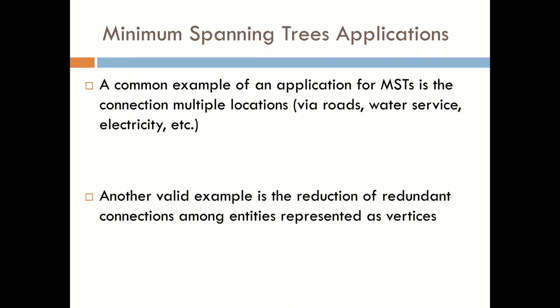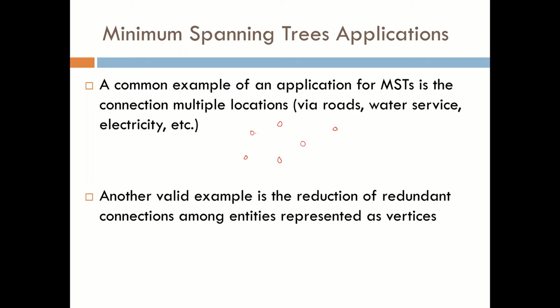Minimum spanning trees have many applications. A common example that's usually given is that of connecting multiple locations with some kind of service. For instance, let's say that we've got houses maybe spread out, and so the question is, how do we connect all of these entities, for instance, with a road, so that people can actually move out of their houses and be able to visit everyone?